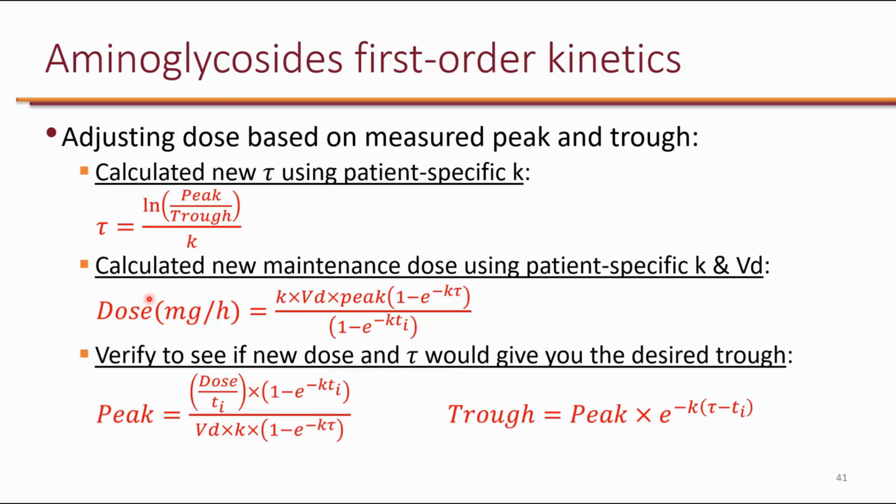Once we get the dose and tau, then we can actually verify to see if the new dose and frequency is going to give us the peak and trough that we want. So we can actually use this to estimate what peak we can expect from this dose and frequency. So you plug it in and it will tell you what the peak is, and then you use this peak here to see what trough it would give you. And that's how you verify to see if the dose and frequency that you're about to recommend is actually going to get you to the goal peak and trough.